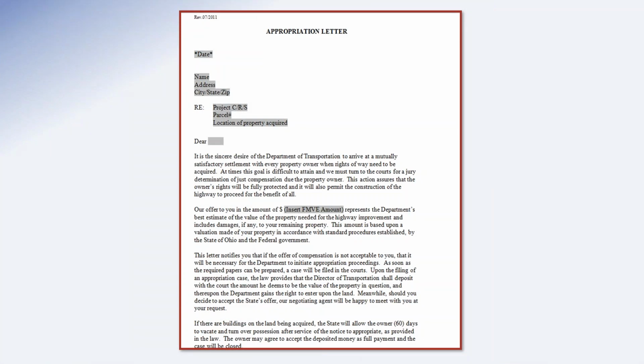What you're looking at right now is the blank form that we have on our web page, the appropriation letter. The areas are county route section, name of the property owner, the project location, and the FMVE of the Department of Transportation.